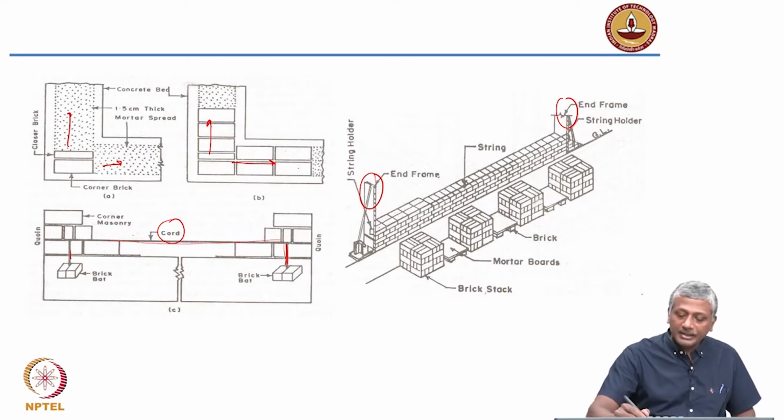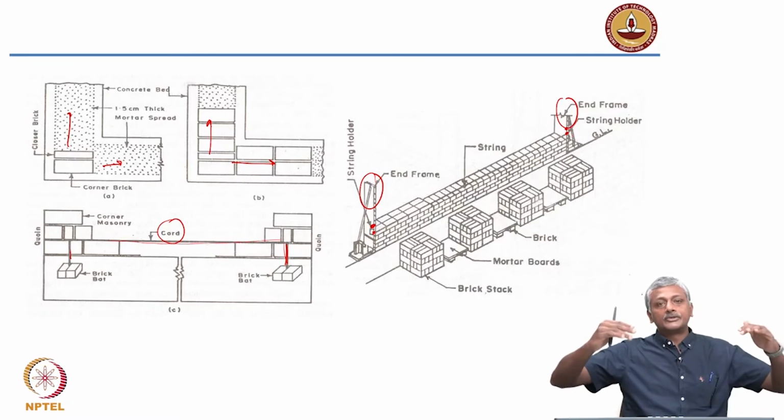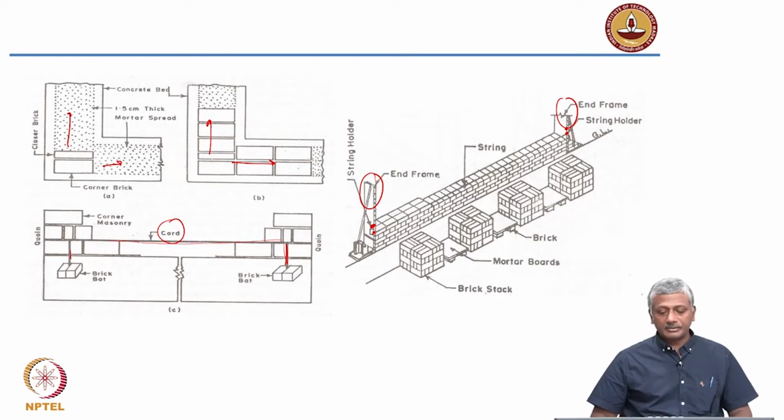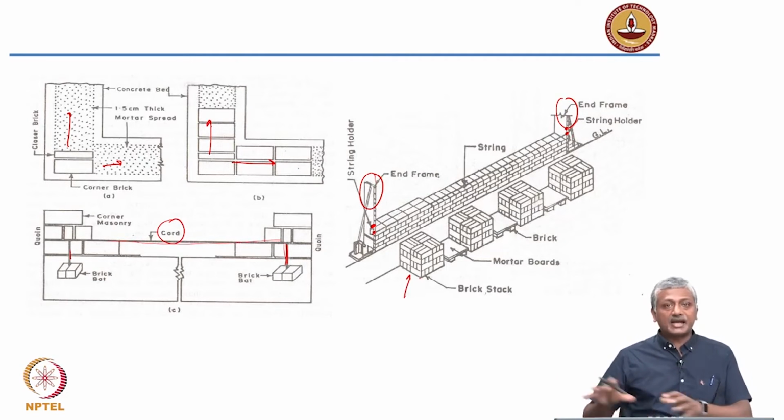Sometimes you may see that people are using these frames which are at both ends of the brick wall, and they have these strings tied exactly at different locations in the frame. As each layer is constructed, the string will be tied at the next level, so that you can continuously mark the horizontal levels of each masonry layer.